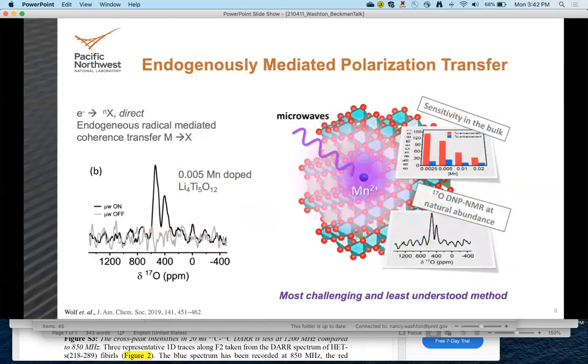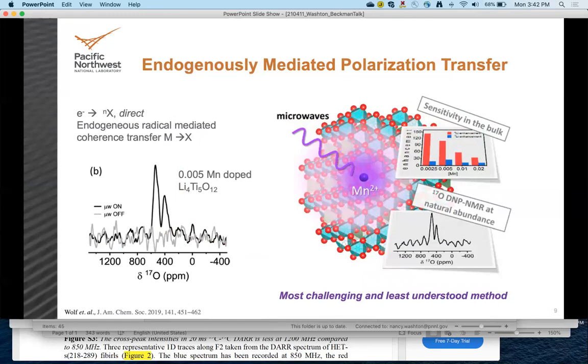The second method of harnessing radical polarization is to utilize endogenous radicals. In this system, a lithium titanate was doped with manganese 2+. Polarization was transferred directly to oxygen-17, with the spectrum showing the difference between microwaves on versus microwaves off. And as should be noted here, without the microwaves, i.e., doing traditional NMR, there is simply no signal.